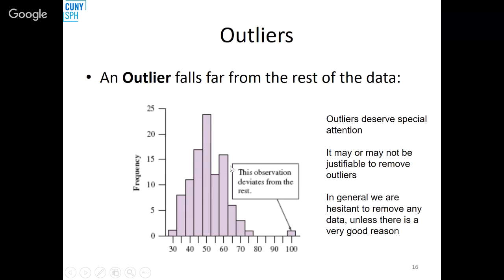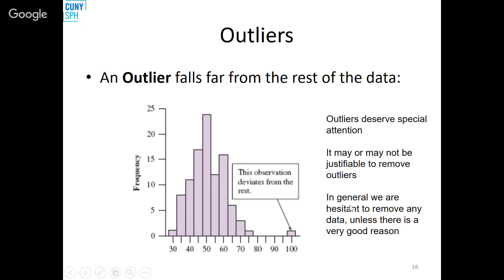So this is an example that looks like we have lots of observations from a nice normal distribution, and then this one way out here that looks like it is not from this same normal distribution. And as such, they deserve some special attention and consideration about whether or not it is justifiable to remove them. If you're not sure, you should be hesitant to remove any data because it may be telling you something.